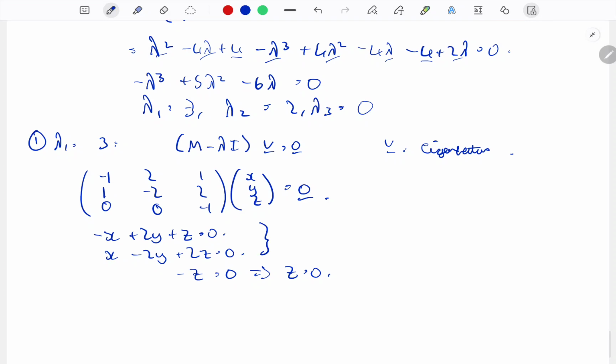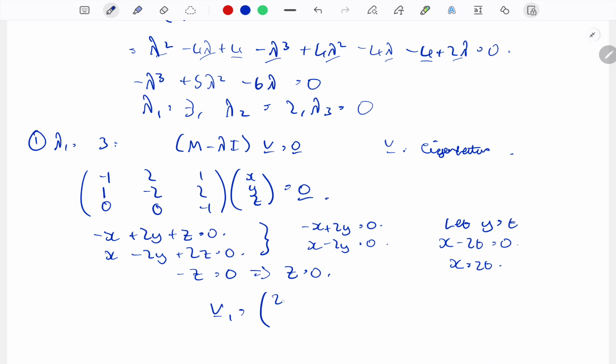Now these two top equations can be rewritten as minus x add 2y equals 0 and x minus 2y equals 0. If we set y equal to t, x minus 2t equals 0, so x equals 2t. So the eigenvector for the eigenvalue 3 would be parallel to (2t, t, 0). So the eigenvector will be (2, 1, 0).